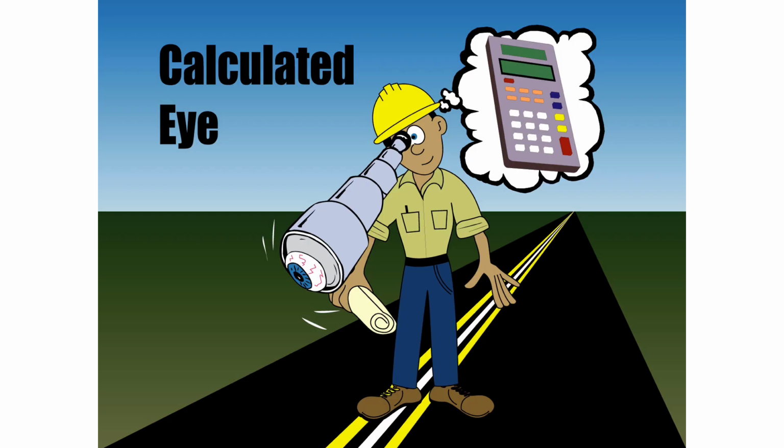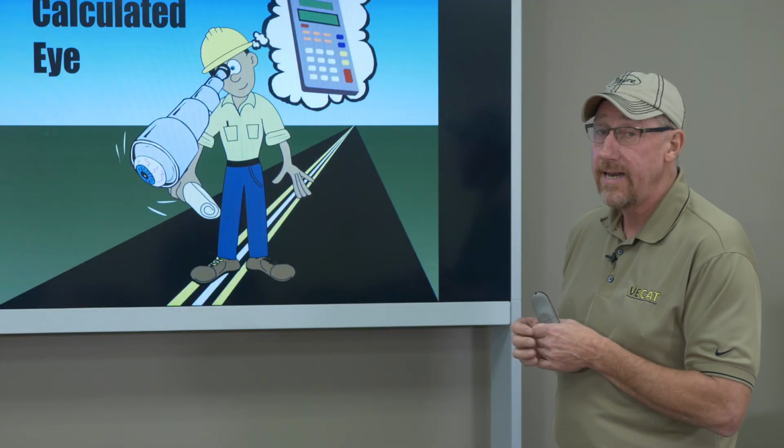We used to use what we called the calculated eye. A lot of jobs over the years I've been on, somebody would spray a little bit and somebody would say, that's not quite enough. Bump it up a little bit, bump it down a little bit. That looks pretty good, call it good. Well, not in today's world.